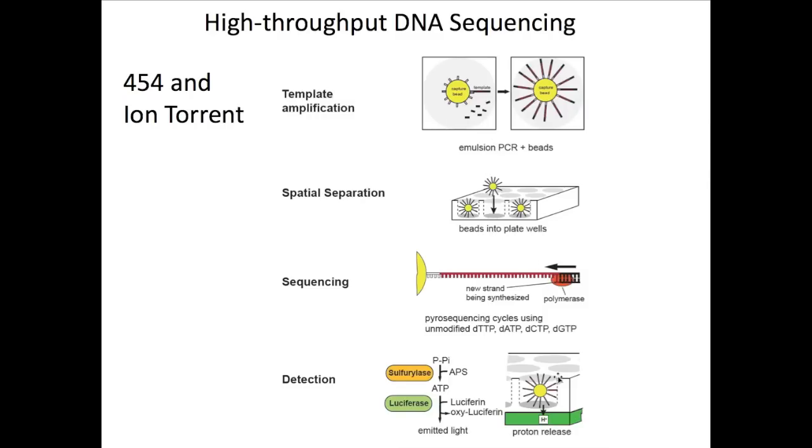In the case of the Ion Torrent method, it's similar in spirit in some ways, except that it uses a very different detection method. So you have similarly cycles where you're having only T, or only A, only C, only G.